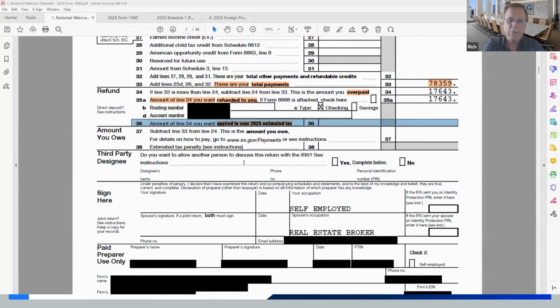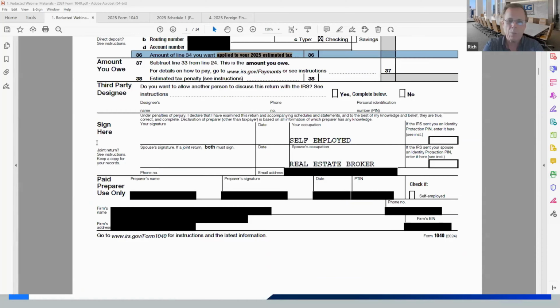And then we went over the signature part. So Rich, that's basically page two of the 1040.